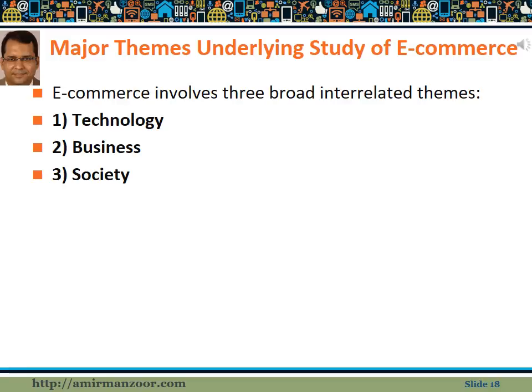Therefore, you also need to understand some key business concepts such as electronic markets, information goods, business models, firm and industry value chains, industry structure, and consumer behavior in digital markets. The third theme is society. Understanding the pressures that global e-commerce places on contemporary society is critical to being successful in the e-commerce marketplace. The primary societal issues are intellectual property, individual privacy, and public policy.